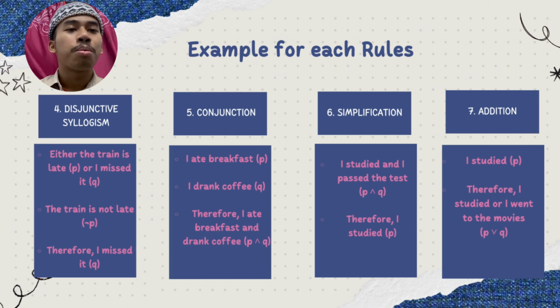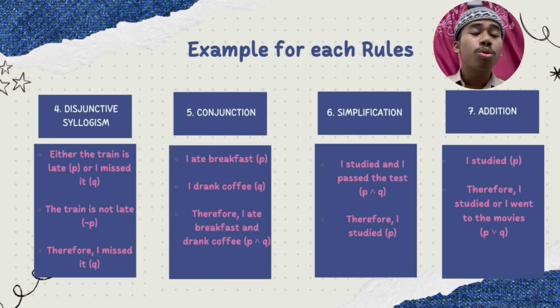Alright, so number 5 is conjunction. The meaning that I can give, if both statements are true, we can logically connect them with and. The example that I can give is I ate breakfast P, I drank coffee Q. Therefore, I ate breakfast and drank coffee, which means P and Q.